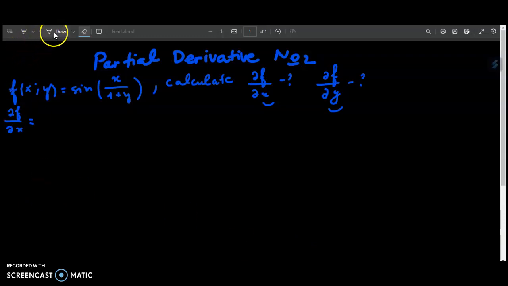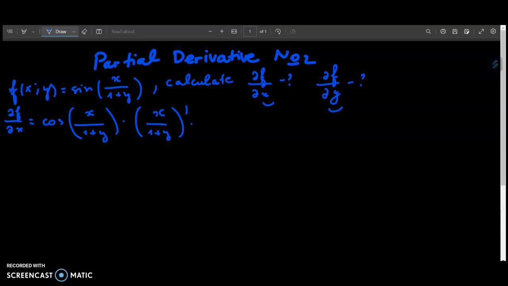Okay, let's get started. We take the derivative with respect to the sine, right? So the derivative of sine is equal to cosine only, and we keep in the bracket x over 1 plus y. And then we should multiply by the derivative of the inside of the bracket, which is x over 1 plus y.